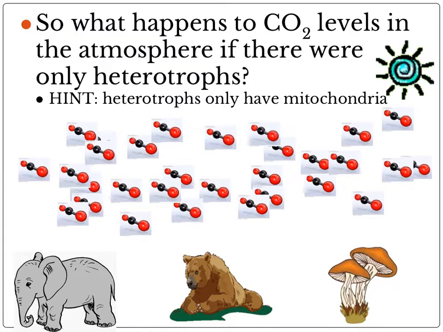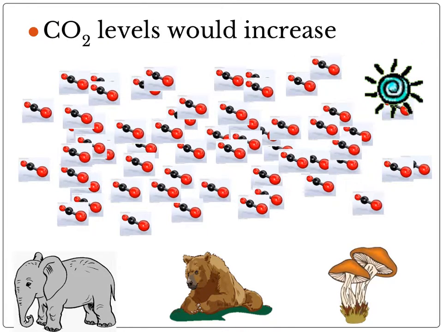So the question here is, what if there were only heterotrophs? What if there were only organisms that have mitochondria? What would happen to the amount of CO2, carbon dioxide, in the air if you only have heterotrophs and no autotrophs? Well, hopefully you realize that CO2 levels would increase over time. These organisms would be eating plant material or other animals, and they would be taking the sugars they get to the mitochondria, which would slowly expel more and more CO2. So more and more carbon dioxide would fill the air.